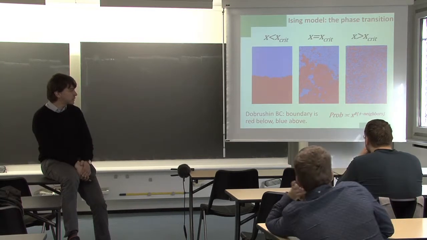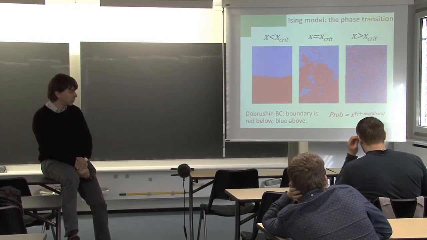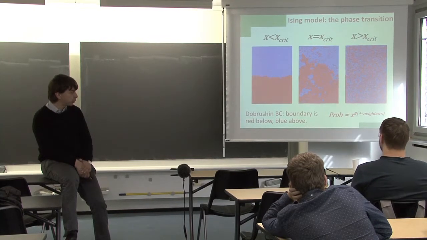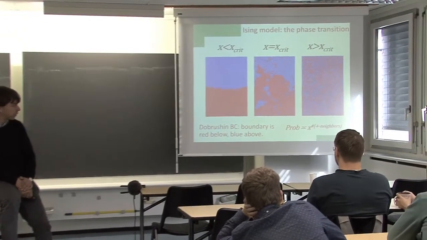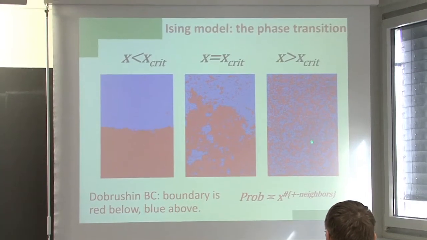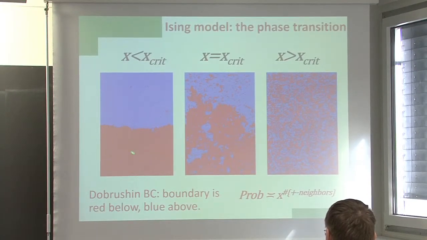So basically this is what happens in dimension 2, and this will be our starting point for the Ising model, which Velenik must have shown you. Here there are 4 pictures for high temperature, critical temperature, and low temperature, and the boundary conditions are Dobrushin boundary conditions, so it's red beneath the equator and blue above the equator. When there is low temperature, everyone tries to be of the same spin, and when there is high temperature, everyone is just for himself.